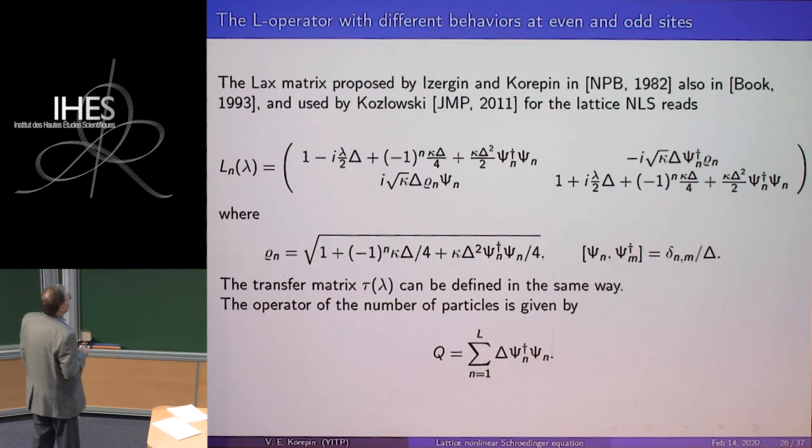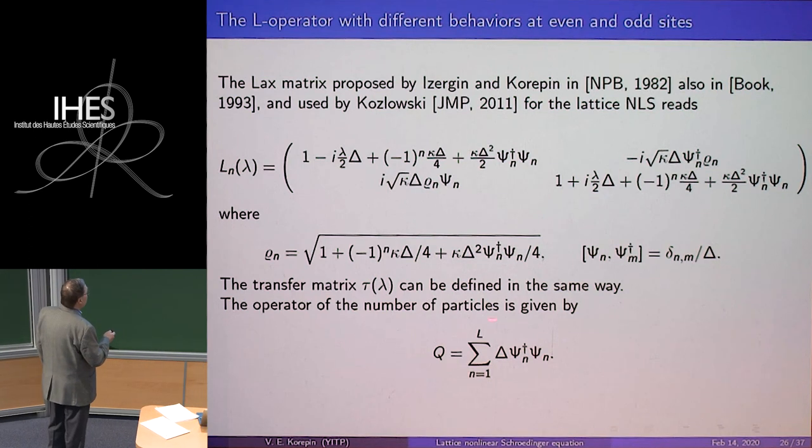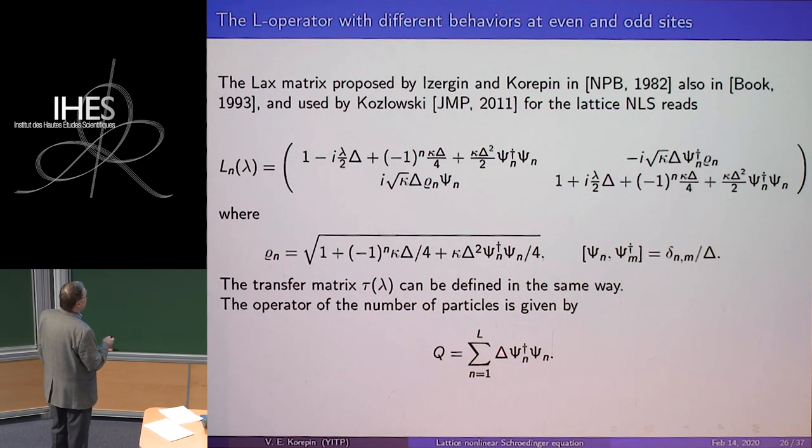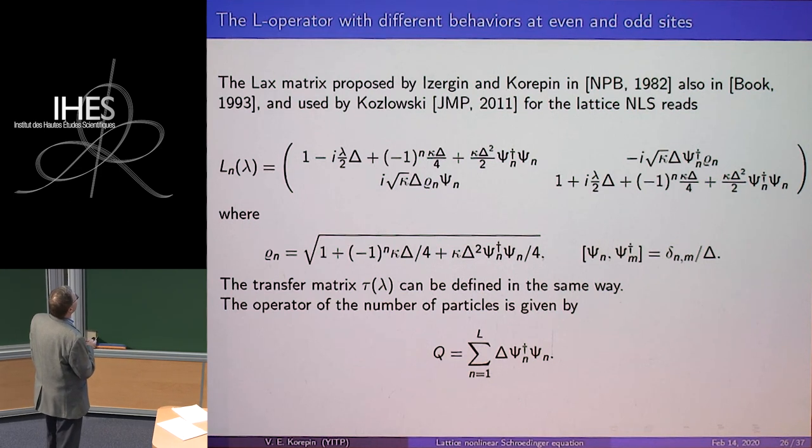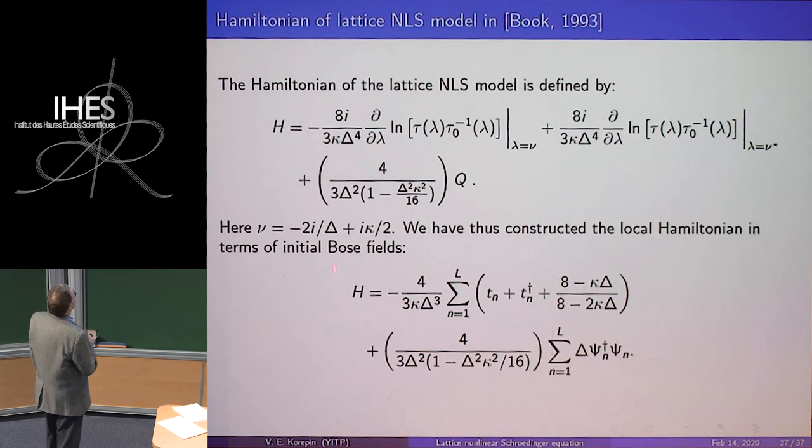And then later we shall see delta is still the length step of the lattice, and this is the total number of particles in the whole lattice set. So with this modification of the L operator, we can design a new Hamiltonian. This is the expression in terms of trace identities.